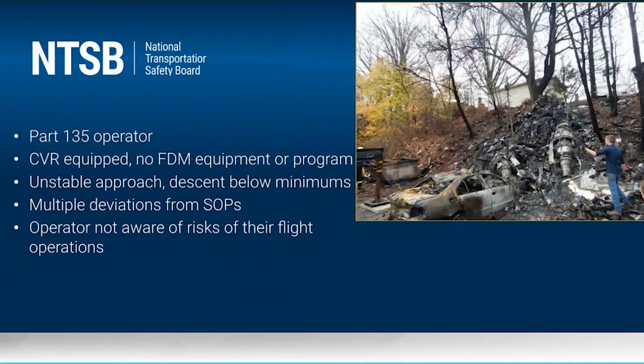Now, this particular operator was a Part 135 operator. It was on an on-demand flight, so it was a 135 flight. It did have a CVR, but there was no flight data monitor, no flight data recorder, and most of the performance data that we got out of the airplane track originated out of air traffic control radar data. That was the best that we could do on this particular flight. It was an unstable approach. The first officer was flying and it almost stalled right before the final approach fix.